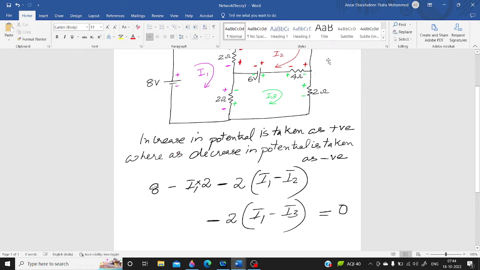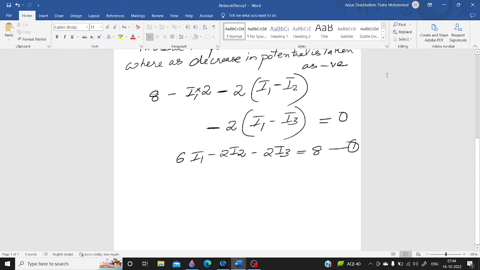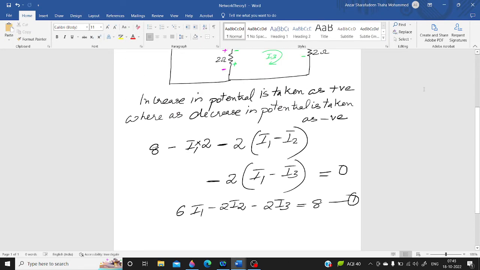Okay, now if you rearrange this equation, you will be getting 6I1 minus 2I2 minus 2I3 is equal to 8, and this will be your equation number 1. While solving mesh 1, you will be getting an equation like this.